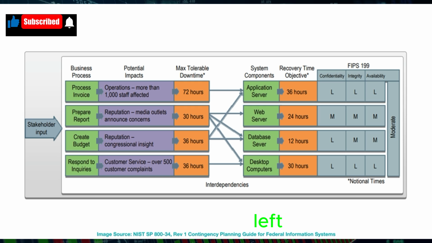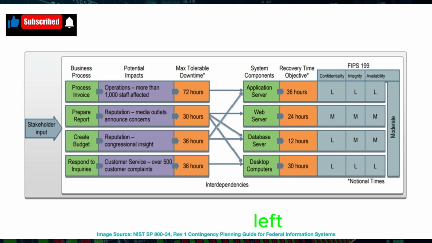So if you look at it, you have your processes here and then you have your potential impacts. This is the risk. If you cannot process invoices, what is the risk? Well, more than 1000 staff members are going to be affected here. So what is our maximum tolerable downtime for this? Well, our invoice processing can be down for 72 hours. After that, the business is going to start being impacted. Now, all of the stuff to the right, you have your FIPS 199, which is your impact level and that kind of stuff. That's really not relevant for what we are talking about here.